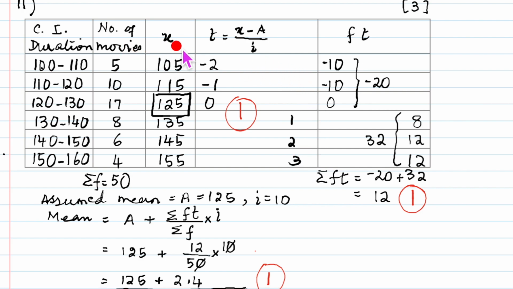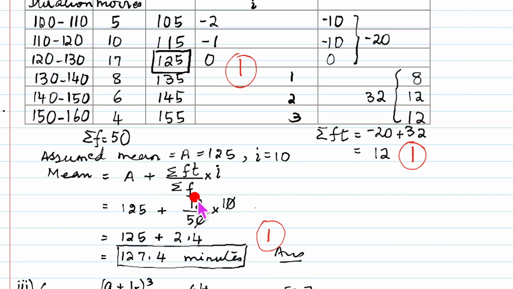Next, f into t. So 5 into minus 2 is minus 10. 10 into minus 1 is minus 10. 17 into 0 is 0. 8 into 1 is 8. 6 into 2 is 12. 4 into 3 is 12. So here we have minus 20, and here we'll have plus 32. So sigma ft becomes this plus this, which is minus 20 plus 32, that is 12. And we also need sigma f, which is 50.